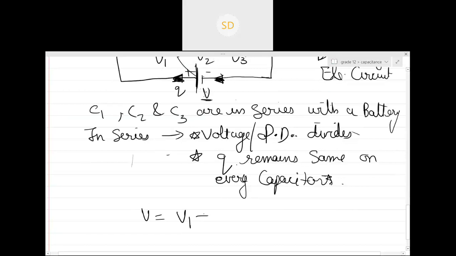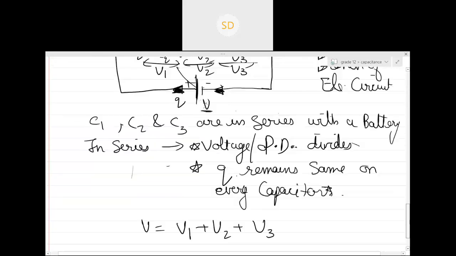Now, since the potential difference of the battery was dividing across the capacitors, can I say V equals V1 and V2?